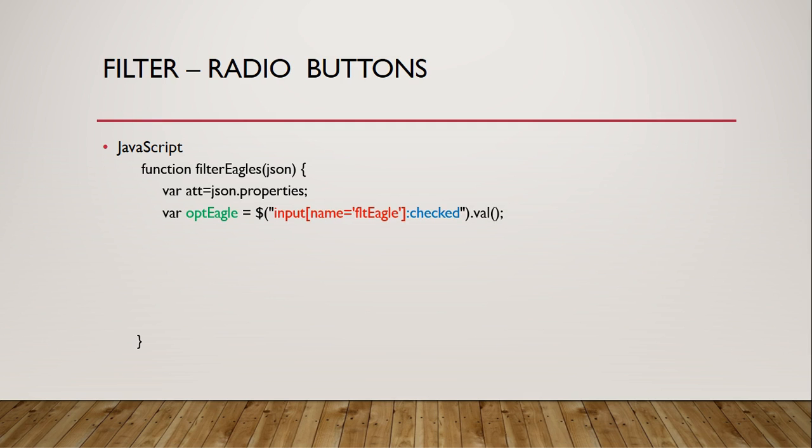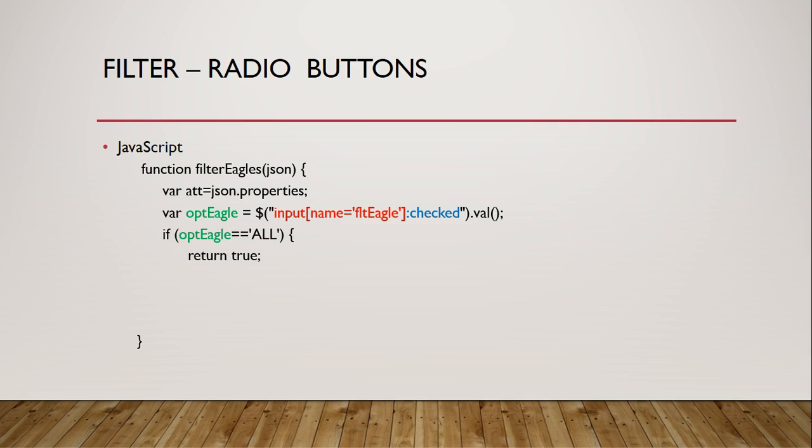The next line of code is very important. It uses a jQuery pseudo selector to select the radio button that is currently selected and retrieves its value attribute and assigns that to a variable called opteagle, which is shown here in green. The part in red is a jQuery selector that selects all the radio buttons. Then the part in blue is a pseudo selector that narrows down the selection to only the radio button that is currently selected. And it's very important that you understand this if you're going to work with radio buttons.